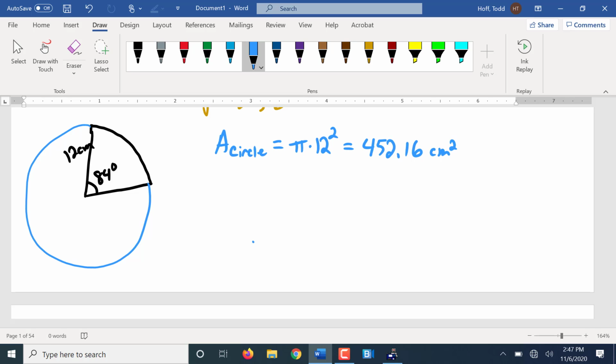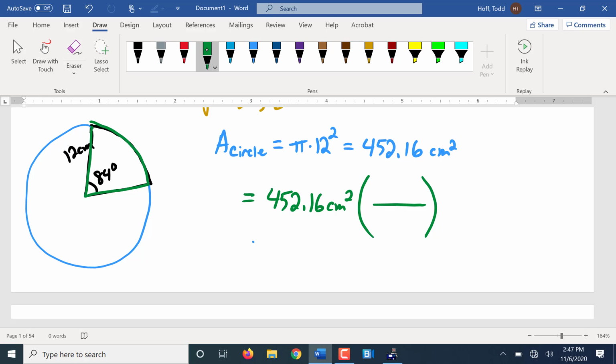So how do we find the area of just that sector then? It's not a full quarter circle, so we can't just divide by 4. The fraction of the circle, remember, is that central angle, the 84 degrees, over, what's a full circle? 360.